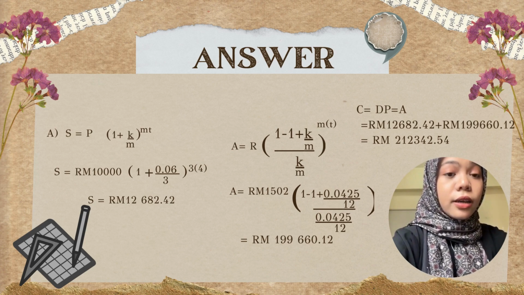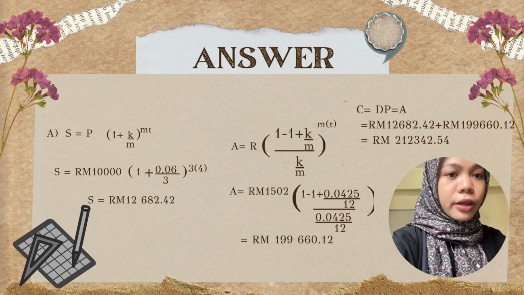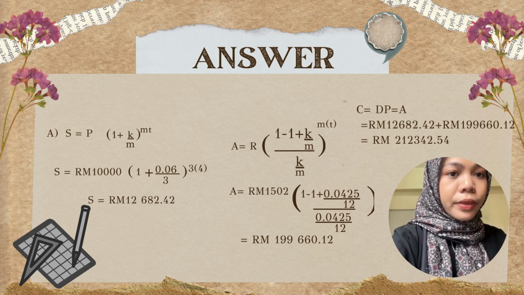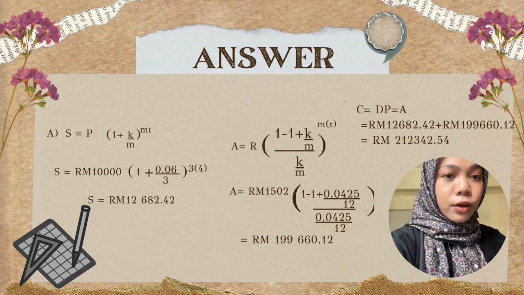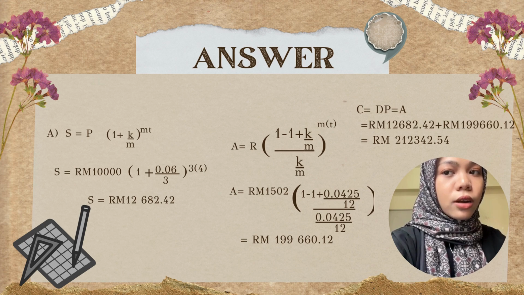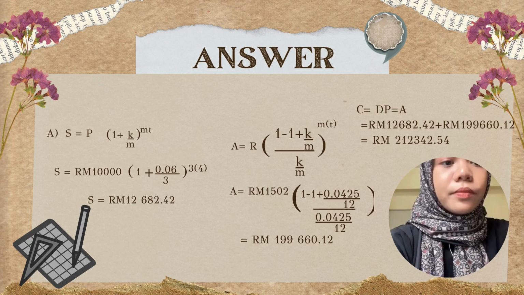So to find the cash price of shop lot, first we need to use the formula A equal to R bracket 1 minus 1 plus K per M divided by K per M bracket power negative MT. The reason why we use this formula is because the R was given, which is the amount of installment every month. So we can just proceed to use A equal to R bracket 1 minus 1 plus K per M divided by K per M bracket power negative MT.